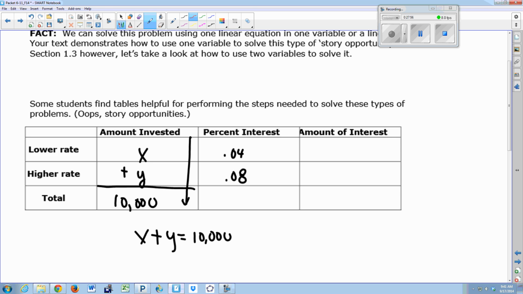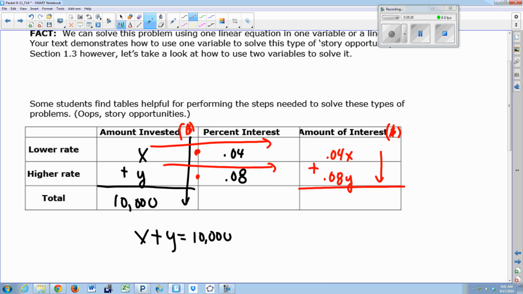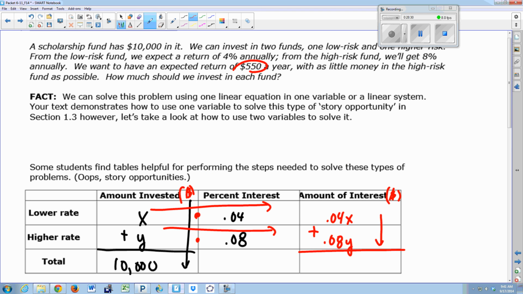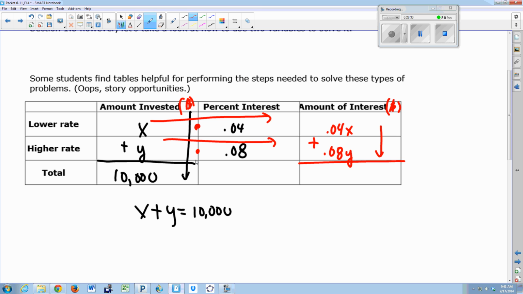When you multiply across each row, you get the amount of interest. These should have little dollars here, by the way. So 0.04x is the amount of interest you'd earn at the lower rate, which is 0.04 on X dollars, because that's what you've invested, and 0.08y is the amount of interest you'd earn at the higher rate on Y dollars. Then when you add straight down, you're going to get the other total that they give you, the 550. And voila, there's your second equation.